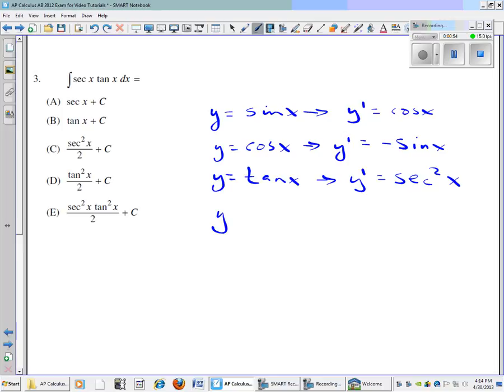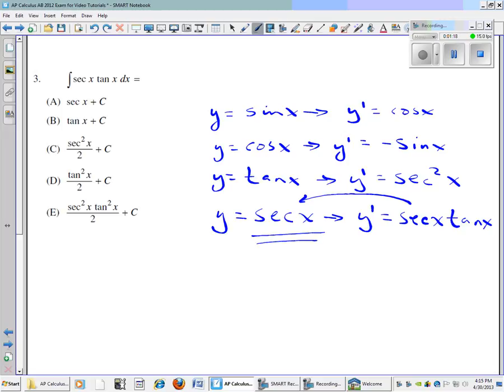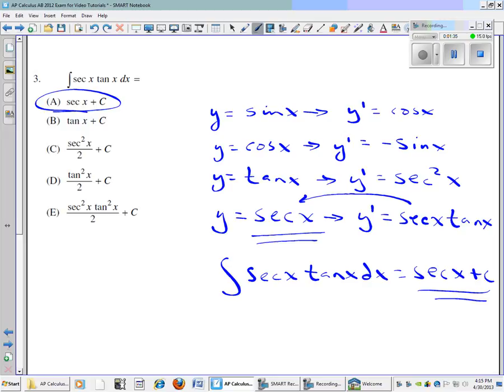And then we get to some that we're looking for. For example, secant of x. Its derivative is going to be the secant of x times the tangent of x. So if I am given the integral of the secant times tangent, I'm going to be working backwards and finding the function. So when we take the integral of the secant of x tangent of x dx, that's going to equal the secant of x plus c. And that's one approach. So we're going to get secant of x plus c.